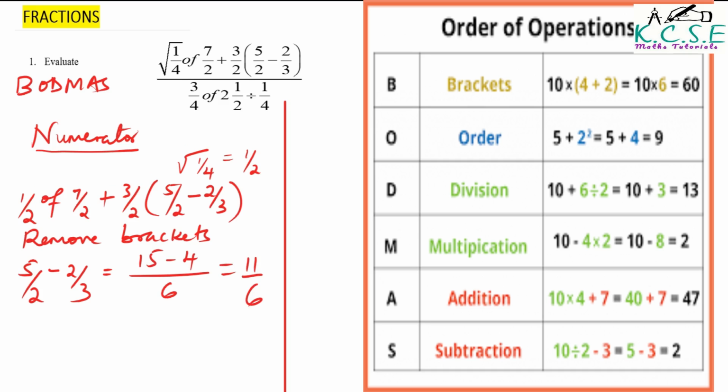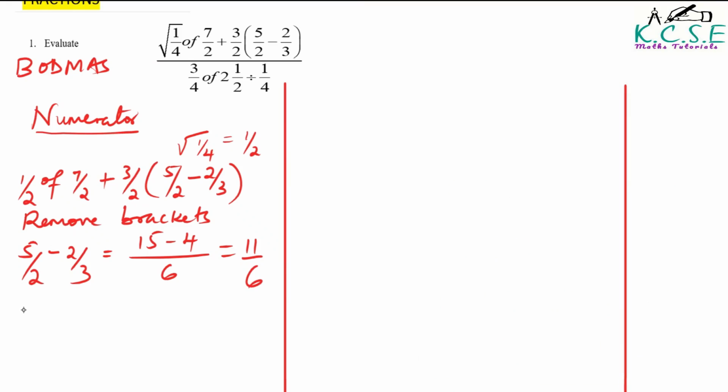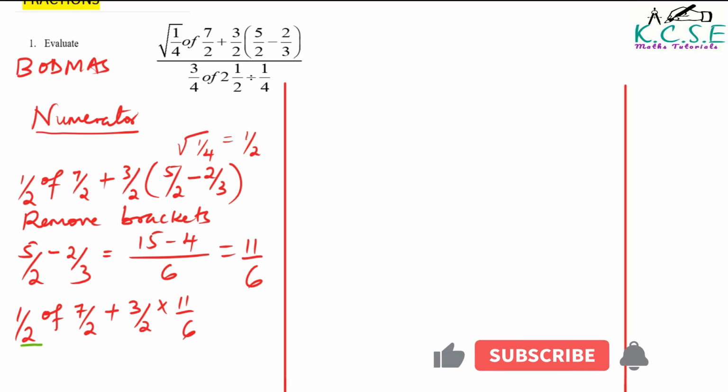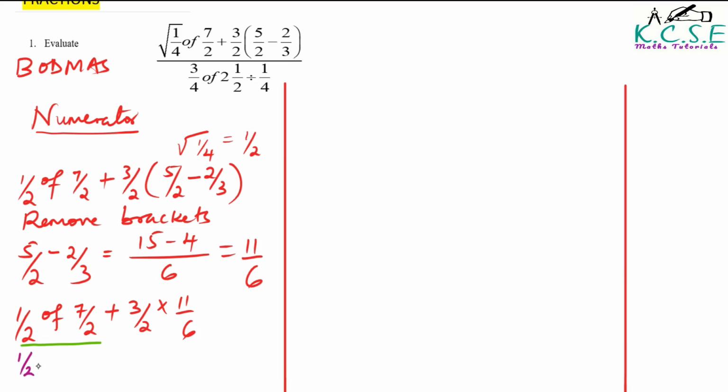So after removing the brackets, now you can insert what you have. So we have a half of 7 divided by 2 plus 3 over 2, then after removing the bracket, this multiplication, you got 11 over 6. Now, there are various operations here. There is of, there is addition, and there is multiplication. So which one comes first? This one will come first, of, according to the law of BODMAS. So we solve this. A half of means multiplication, 7 divided by 2, and this gives 7 divided by 4.